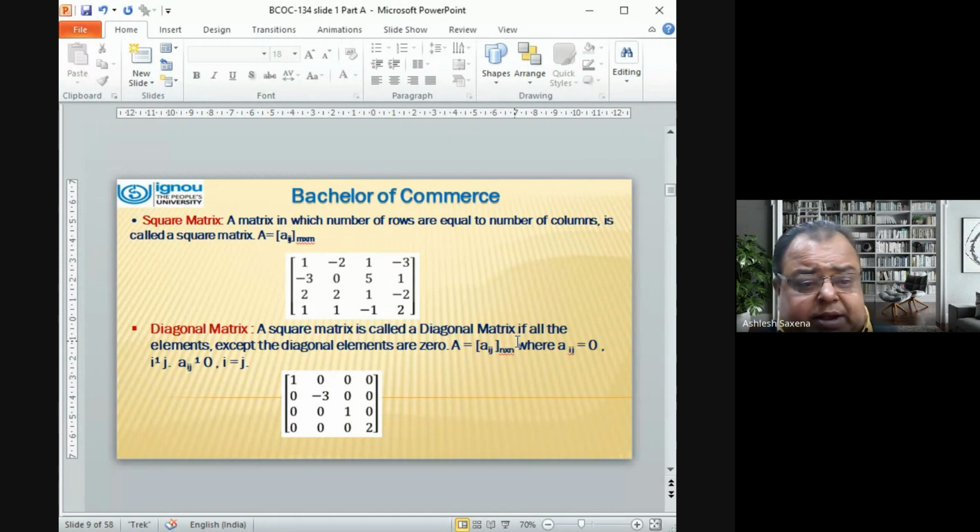Diagonal matrix. A diagonal matrix is a matrix in which all the elements are present in the diagonal form. This is the diagonal, and all other remaining elements are zero. In the diagonal you have numbers. The number can be any number, but apart from this diagonal, all other elements will be zero. This is a diagonal matrix.